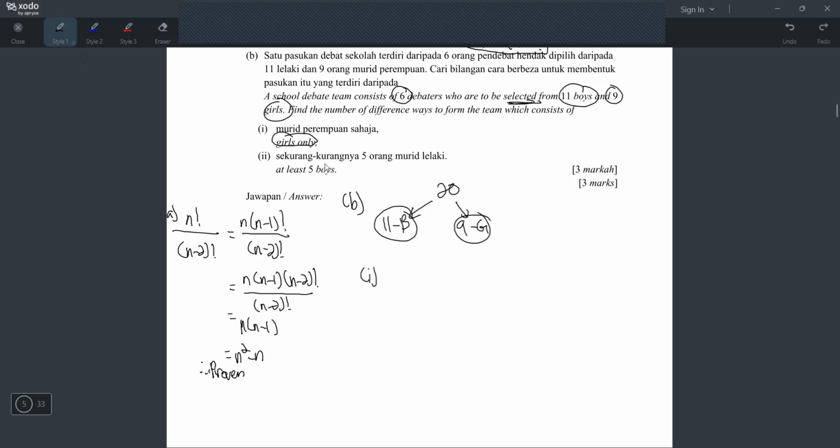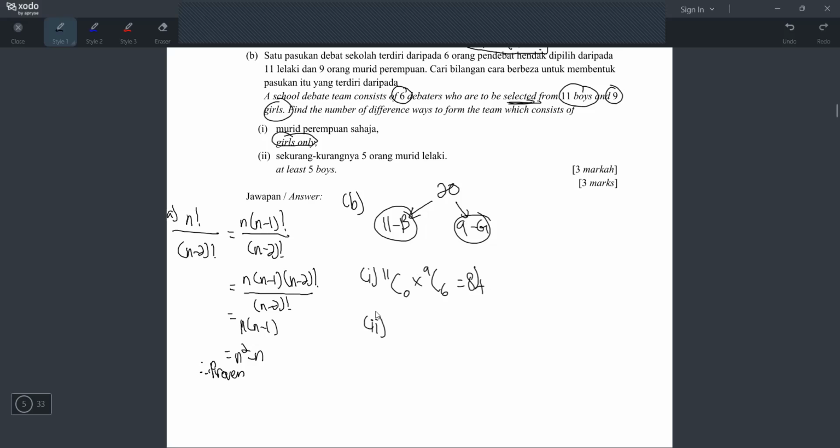So if it consists of girls only, it means from 11 boys, I have to choose 0, right? Because all girls. And then out of the 9 girls, I have to choose 6, right? This is what it means. And after you press this, you get the answer straight. The calculator gives me 84. So that's the answer.